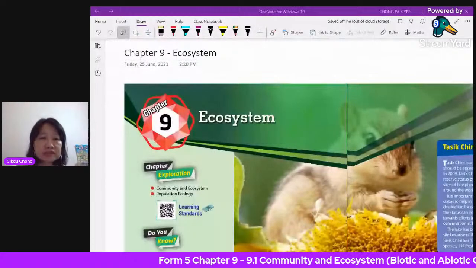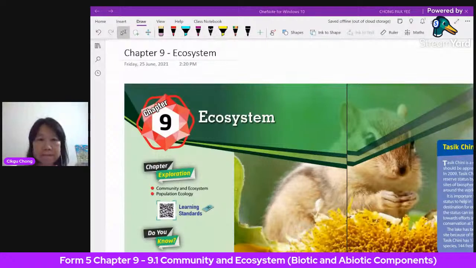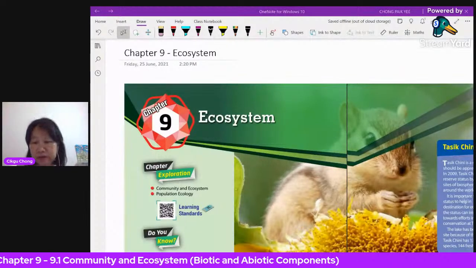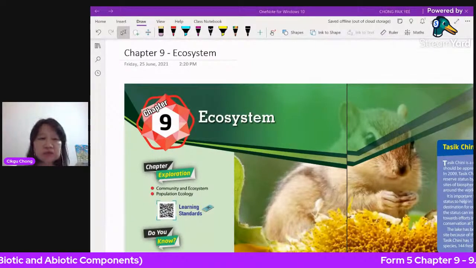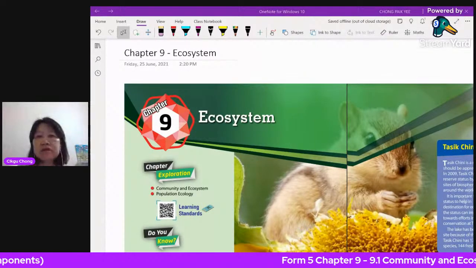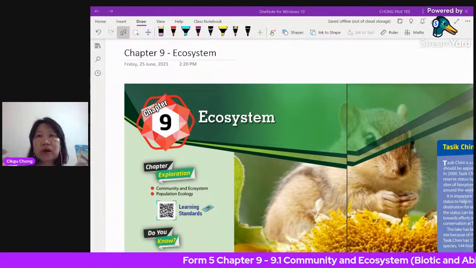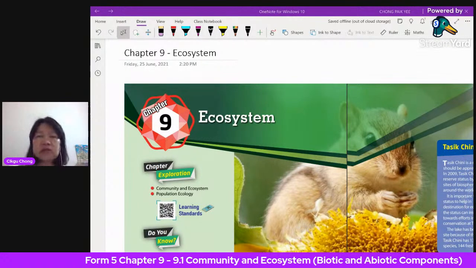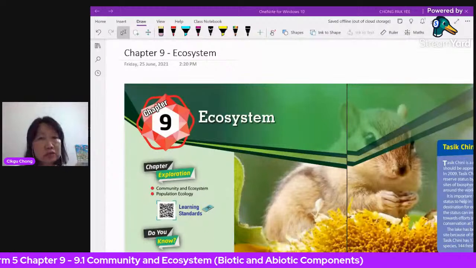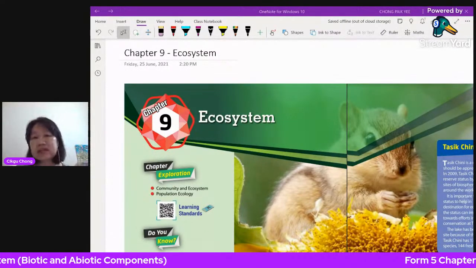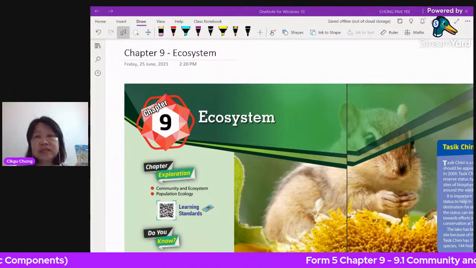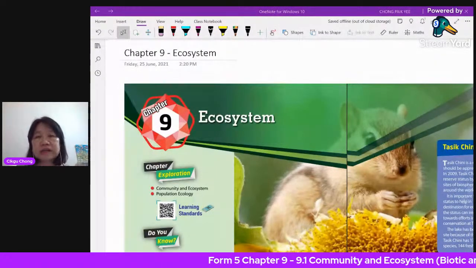I will share screen. Hope you can see this. So, ecosystem. What is the meaning of ecosystem? I'm sure you heard of it before, since Form 1 or Form 2 when you did your science. Ecosystem is very big and encompasses a lot of things, including the plants, the animals, and also the non-living components on our Earth. That means including the sunlight, the water, and everything. So everything that you see on the Earth is an ecosystem.